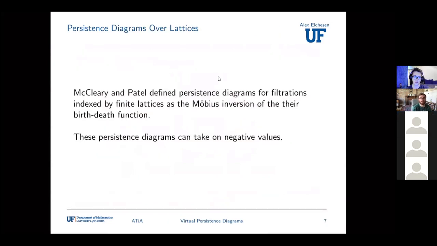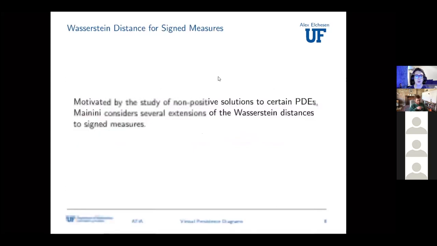Another bit of motivation, which Justin pointed out to me, and Alex McCleary is here today, so maybe he could tell us more about it: McCleary and Patel defined the persistence diagram for filtrations indexed by finite lattices, as the Möbius inversion of their birth-death function. And apparently these can take negative values as well. I don't have any intuition for what the negative values correspond to, so maybe at the end we could talk about that, because this might be an interesting connection to what we were working on.